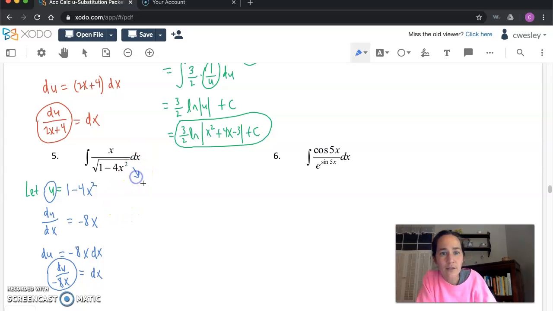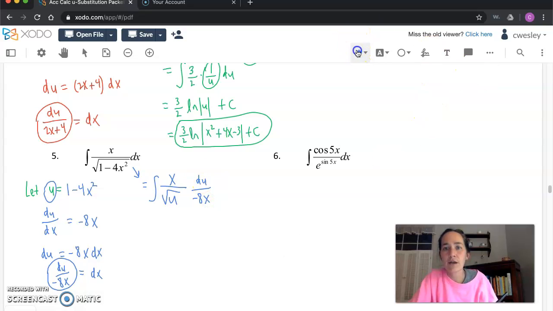I'm going to try to sub back in for number 5. You have an x up top, you have square root of u on the bottom. In for dx, we can plug in du over -8x. And that does the trick, right? The x's should cancel. Get some red in there. And we have, let's rewrite this. Let's go constant first with a -8 on the bottom.